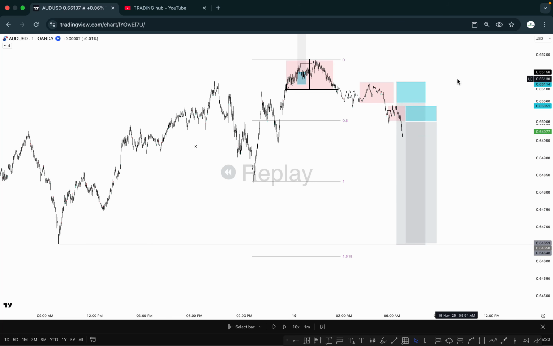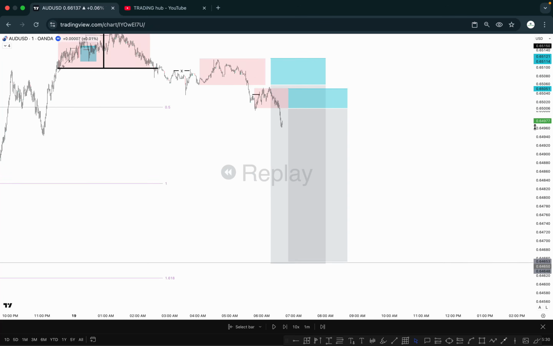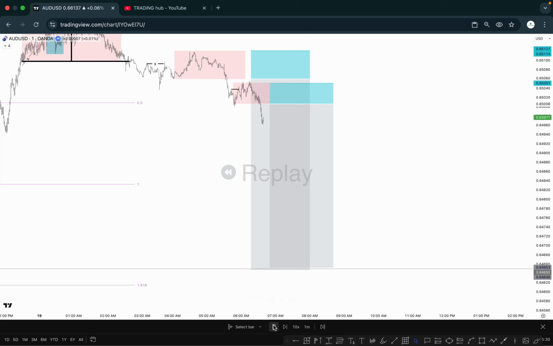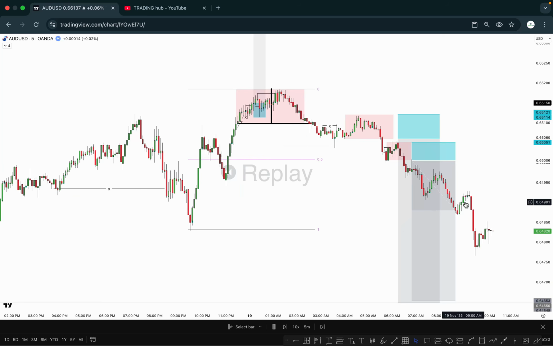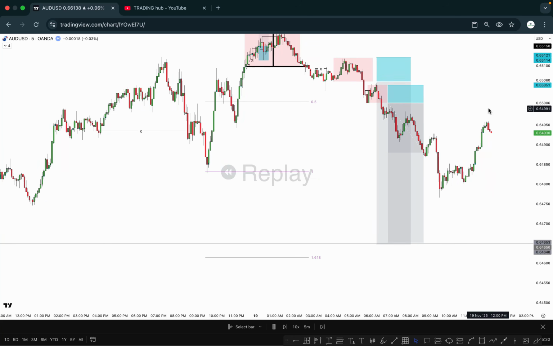So the first entry is not mitigated here, so we can leave it and run the next candle. Let's see if this one is mitigated or not. So this entry is mitigated successfully, and let's run it in a 5-minute time frame for better understanding. And finally the market is pushing downside and downside.